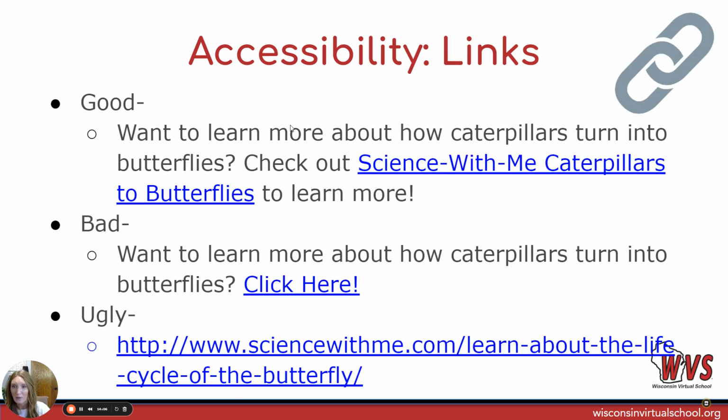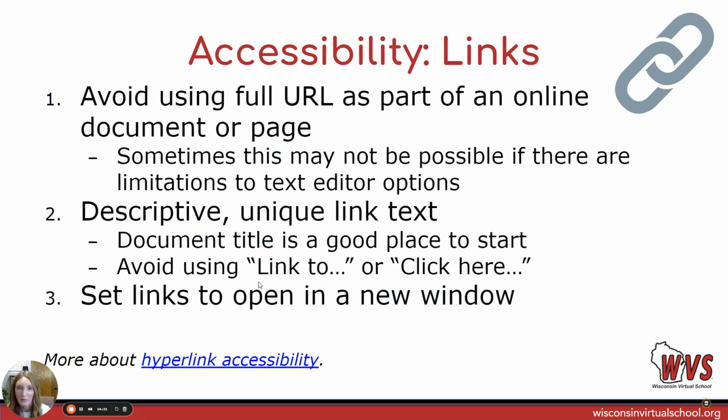So just some examples here. A good example with that descriptive text would be Science with Me Caterpillars to Butterflies. And it really is just put within that sentence and linked there. A bad example would be the click here because, again, it's not really telling us where it's going. And the ugly example, as I say, is just the whole link because it's not going to be accessible for all.